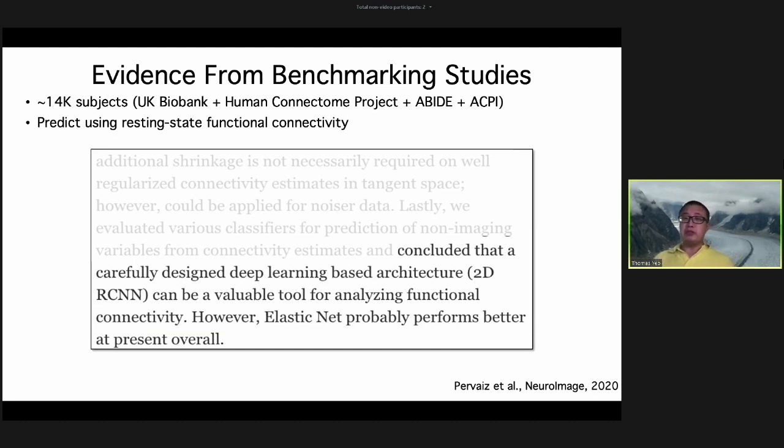So what could be the reason for this? Why is deep learning really crushing it in some areas, such as computer vision and natural language processing, but not the clear winner in these benchmarking studies?